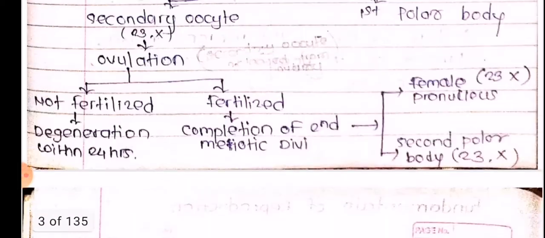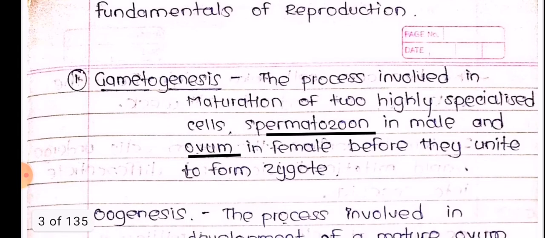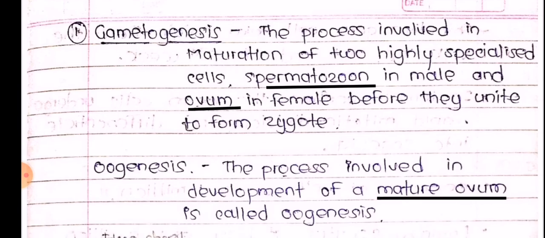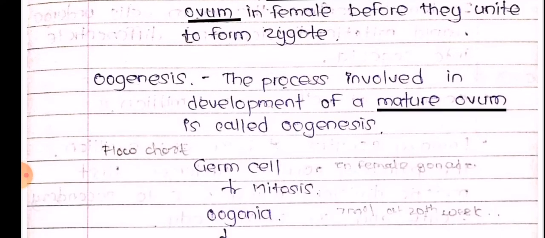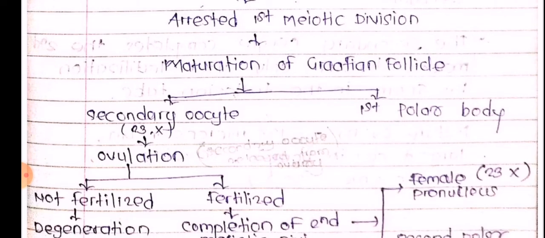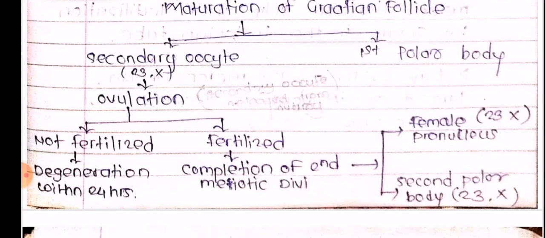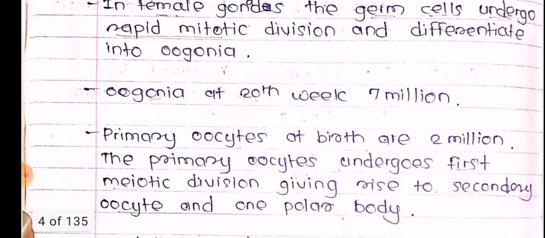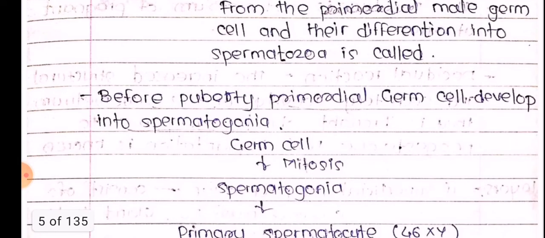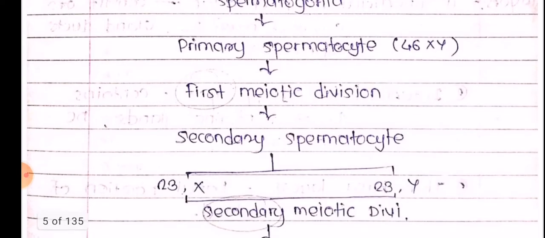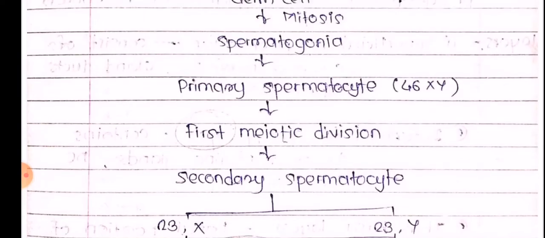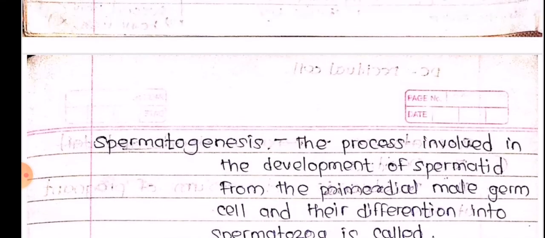So we have briefly covered the important points of gametogenesis. The important words to remember here are spermatozoon and ovum, then what is oogenesis, and the flowchart. Don't miss out on drawing this flowchart in examinations. It will help you fetch good marks if you present it as a flowchart and flow diagram. We covered the important points of oogenesis, and lastly the spermatogenesis process, with its flowchart and the approximate time of 61 days required to form spermatozoa.